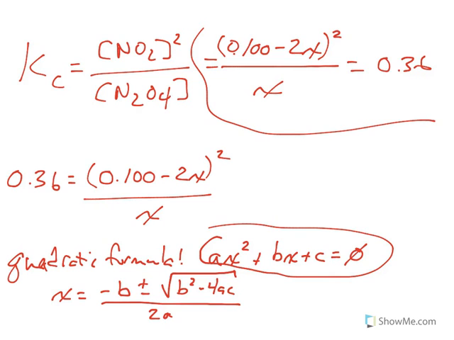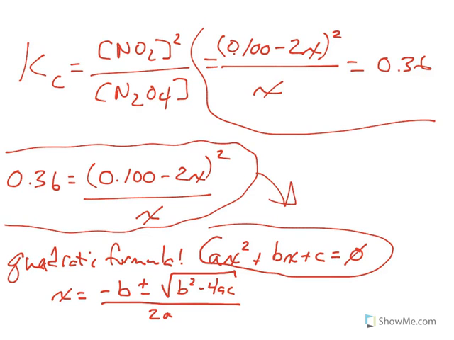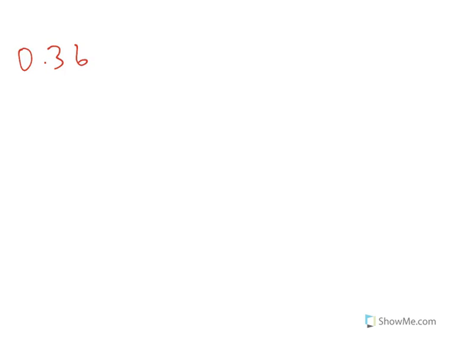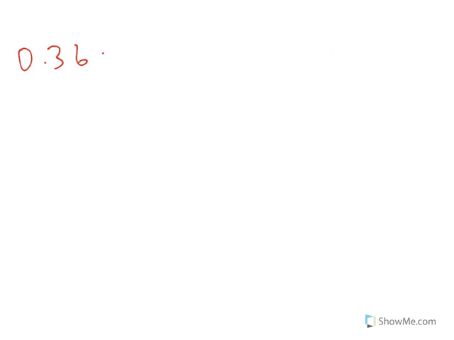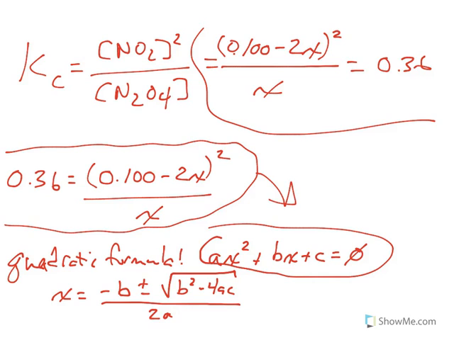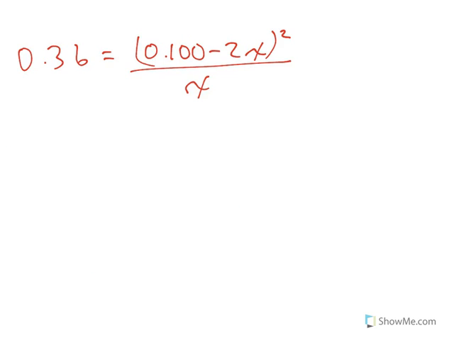So what we're going to do is deal with this guy on the next slide and get him into this form. All right, let's get to work. So 0.36 equals (0.100 minus 2x) squared over x. Just make sure I get all that right.